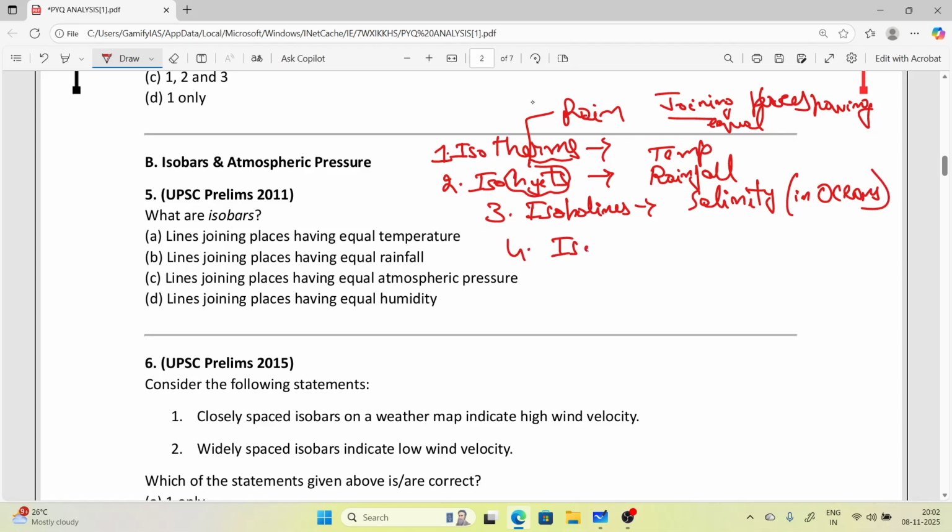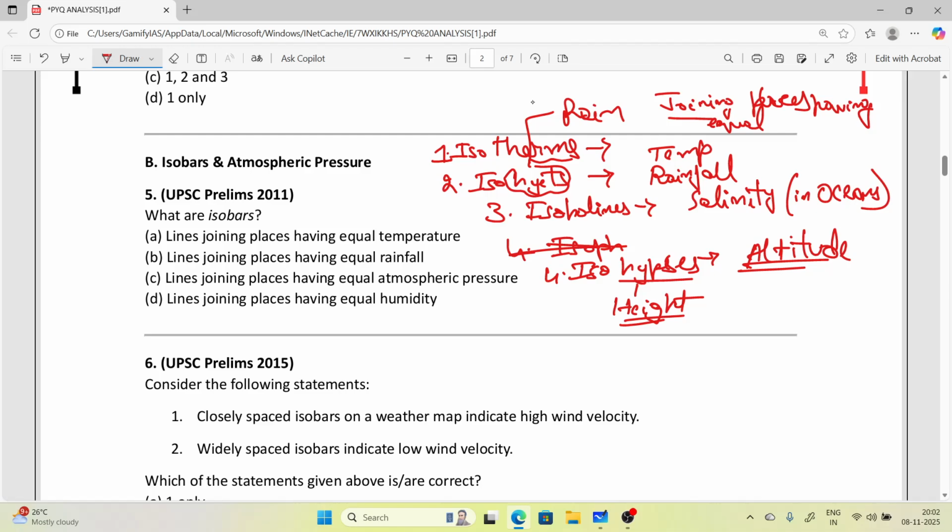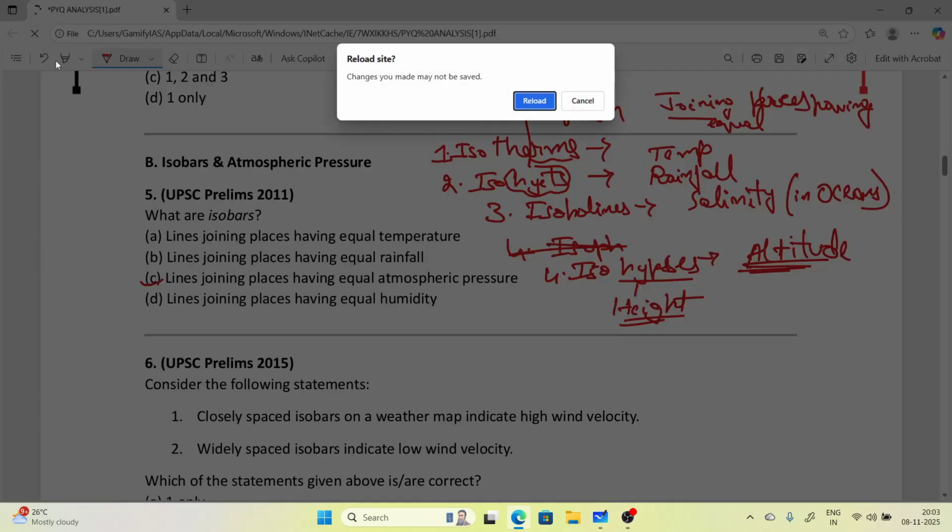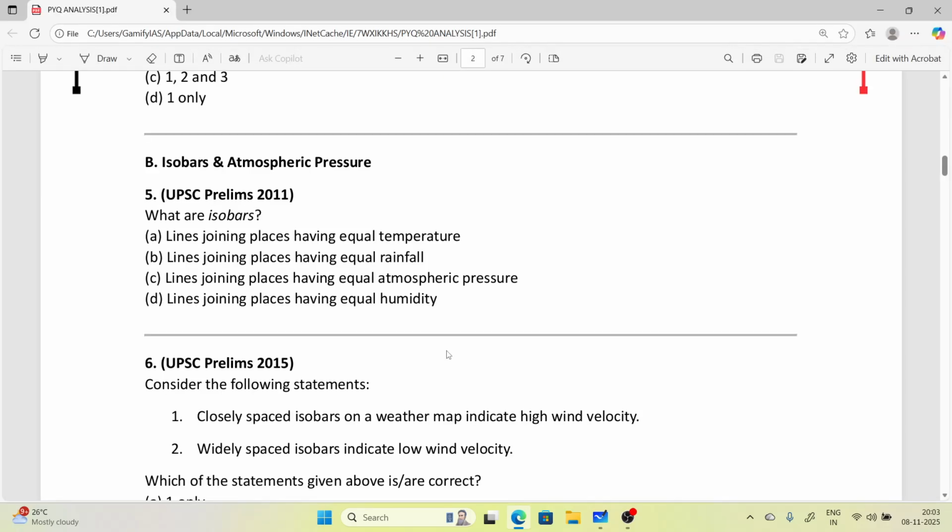Then what are isohypses? Hypses means height, that is altitude. It is a line joining places of similar altitude. These are some basics you need to understand. Okay, now let us go to the next question. The answer is C, C for Chennai. Next, let us go to the next question.